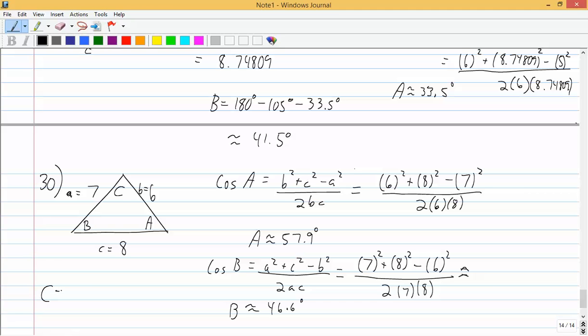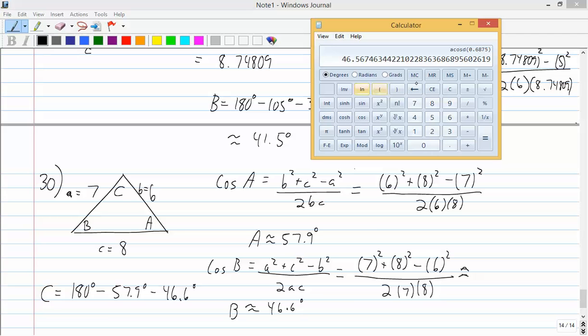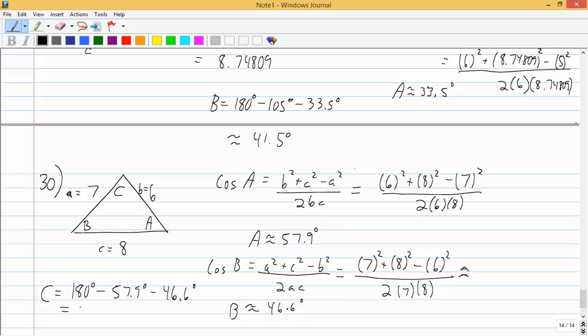Now, to find angle C, I'll simply say 180 degrees minus angle A, which is 57.9 degrees, minus B, which is 46.6 degrees. Okay? So I'll do that in a calculator really quick. So 180 minus 57.9 minus 46.6, and I have 75.5. So angle C is about 75.5 degrees.